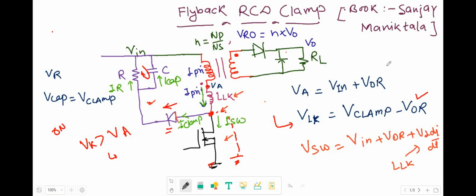What is going to be your reflected voltage? Your reflected voltage is nothing but N, the number of turns ratio, into V naught, which is going to give you the reflected voltage. And what is the number of turns?